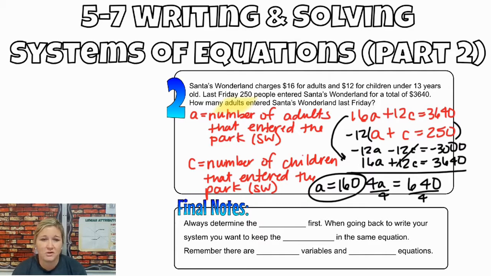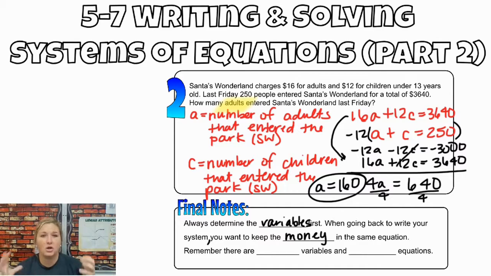All right, so just some final notes. I'm just trying to make sure that we harp on determining the variables first. You want to make sure you know what you're talking about. Determine those variables first. Then go back and rewrite your system. Remember that you want to keep the money in the same equation. So all of your money will go in the same equation almost always. Not every single time, but almost always, especially if you're talking about money and something else.